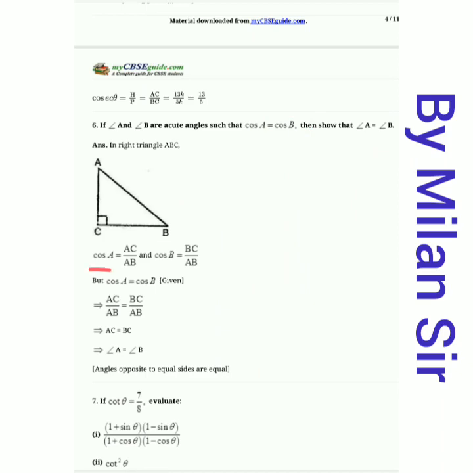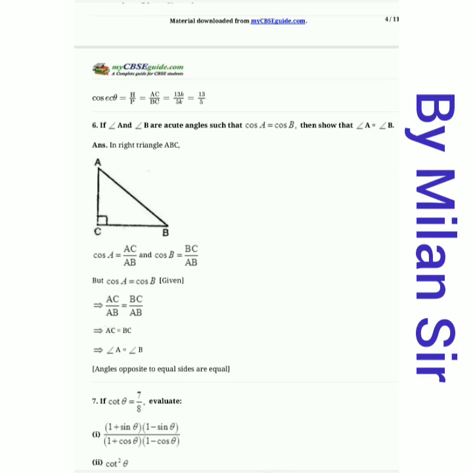Now formula of cos A. Now A is our reference angle, so adjacent, that means AC upon hypotenuse AB. So AC by AB. Then for cos B, now B is a reference angle, adjacent BC and hypotenuse AB. So cos A is equals to AC by AB and cos B is equals to BC by AB. Now cos A is equals to cos B given, then put the value of cos A and cos B.